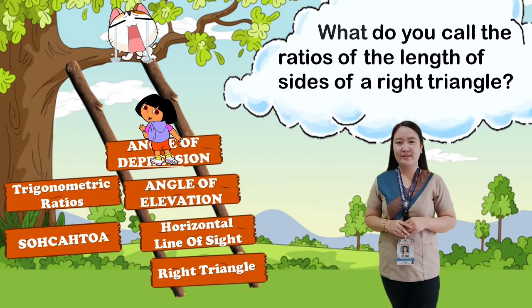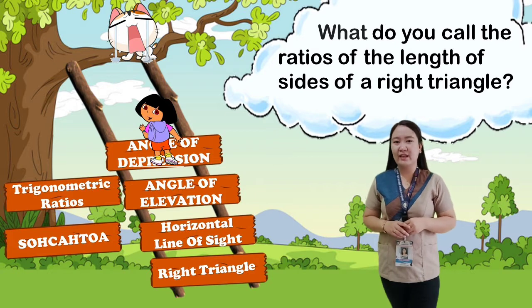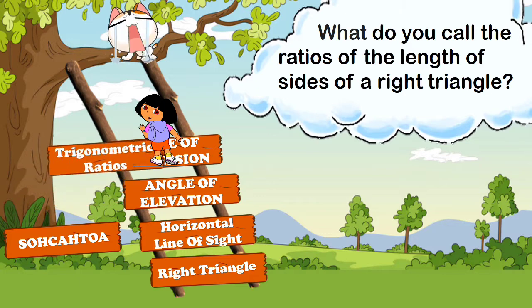Next question. What do you call the ratios of the lengths of the sides of a right triangle? Do you know the answer? Very good. You call that trigonometric ratios. Jump! Jump!